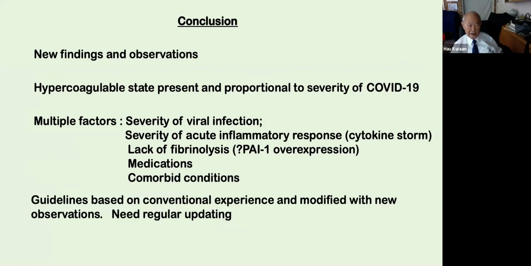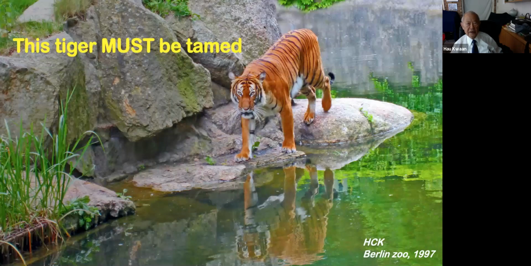And our guidelines that we are seeing are based on conventional wisdom, but the wisdom is based on other diseases. It had to be modified with new observations we see in COVID-19 and needs regular updating. Well, this tiger must be tamed. Thank you.